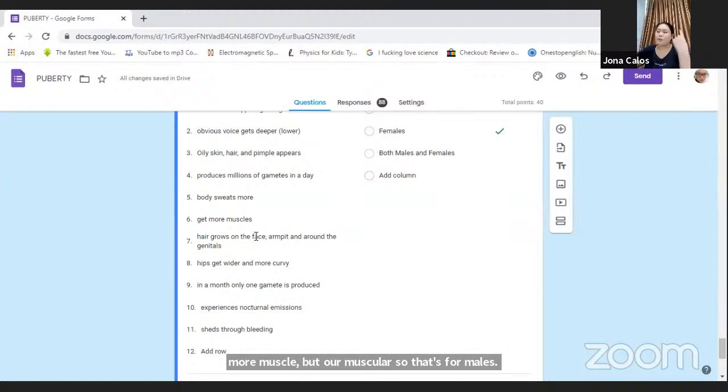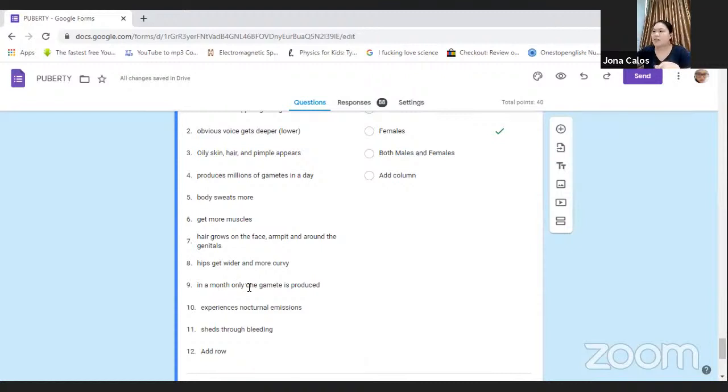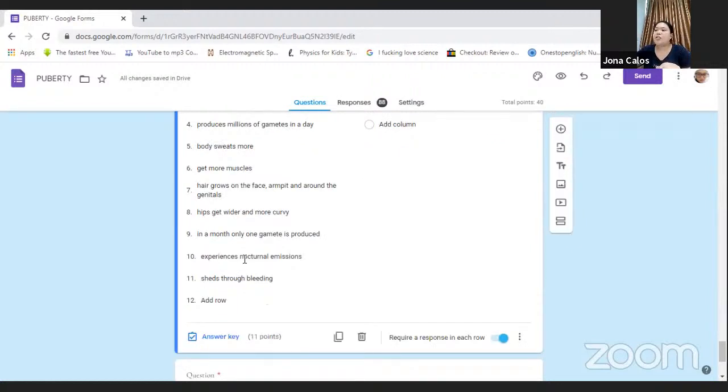So this is for both males and females. For hair grows on face, for females, not that much. Okay, hips get wider and more curvy. That's for females. In a month, only one gamete is produced. That's for females. Experiences nocturnal emission or wet dreams. That's for males or boys. And sheds through bleeding or period or menstruation. That's for females. Okay.